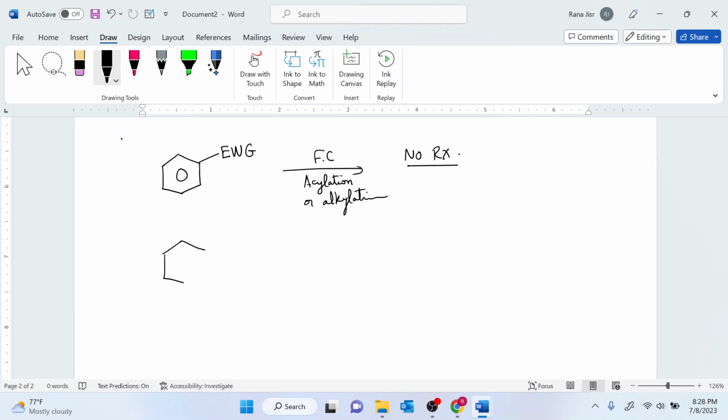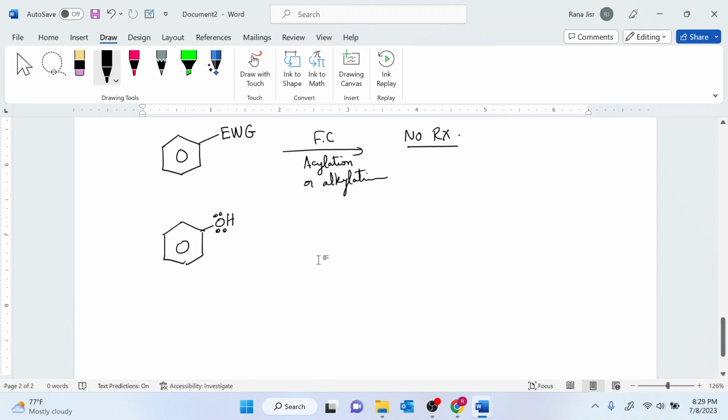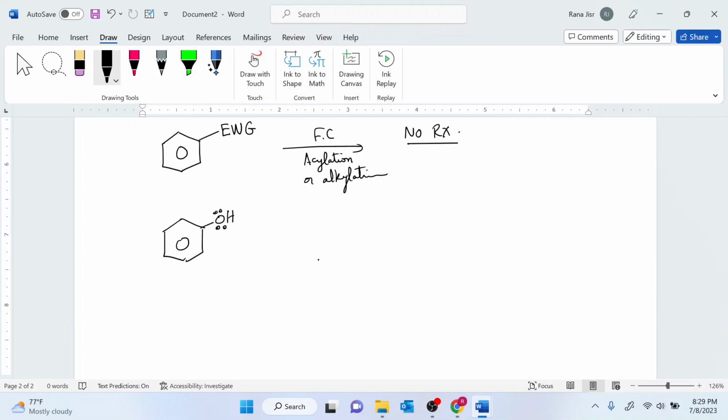Also, if you start with a benzene, and on the benzene there is just an OH, not any other group, just the OH, so it needs to be a phenol, a mono-substituted phenol, with no other substituents on the benzene. If there are other substituents on the benzene, Friedel-Crafts will happen. We will consider this case as we go. What if it's just phenol, and you are doing Friedel-Crafts acylation or alkylation, then there will be no reaction.